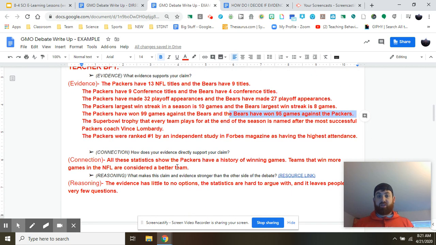There aren't a ton of questions that can be pulled from all of these facts, like the fact that the Super Bowl trophy that every team plays for at the end of the season is named after the most successful Packers coach, Vince Lombardi. Now, could people ask questions about that? Sure. Why did Vince Lombardi get the trophy named after him? What makes him so special? How come he's the most winning? Why didn't they pick another coach? And so on. But again, those questions don't make people think about whether or not the evidence is strong. They just make people think about the evidence. The fact of the matter is, the Super Bowl trophy that everyone plays for is named after Vince Lombardi. There's no questioning that.